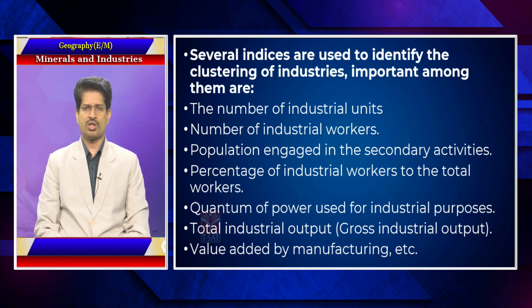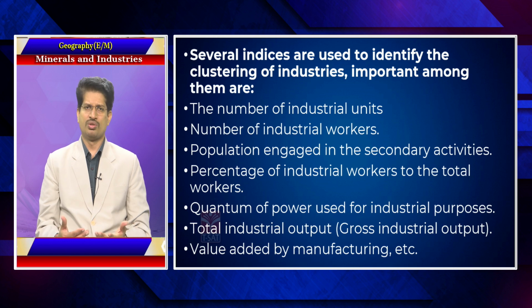Important among them are, what are the factors which are responsible for establishing industrial regions in a region, which determine an industrial region? You call a region an industrial region because of these factors: the number of industrial units at that particular place, and the number of industrial workers. Out of the total population, what is the percentage of population, or out of the total workers, what is the percentage of workers working in industries? Population engaged in secondary activities, percentage of industrial workers to the total workers, and quantum of power used for industrial purposes.